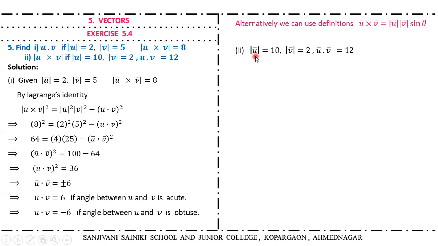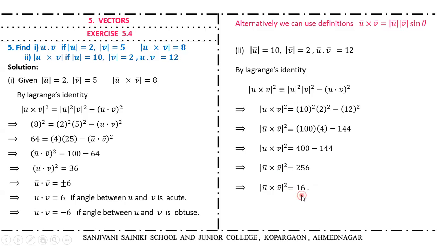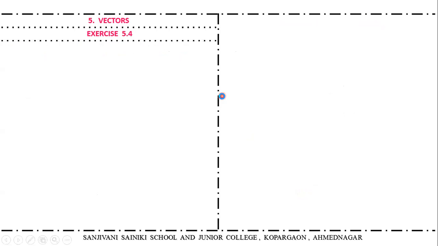Second problem: modulus of u bar is 10, modulus of v bar is 2, u bar dot v bar is 12. Then we have to find the cross product. Again we will use the same Lagrange's identity and simplify it so that I can get the value of modulus of u bar cross v bar, and it is 16.